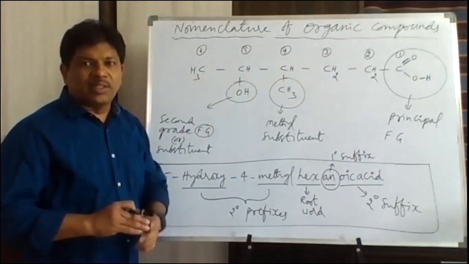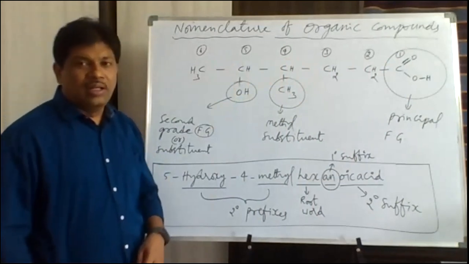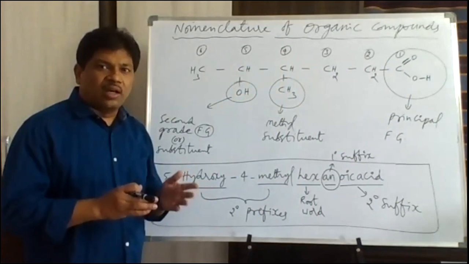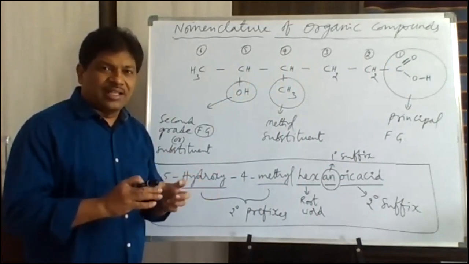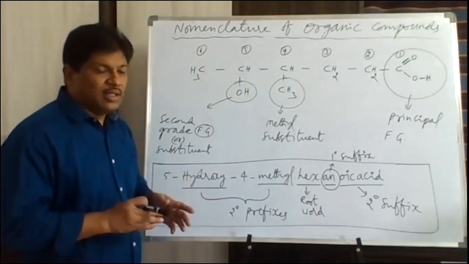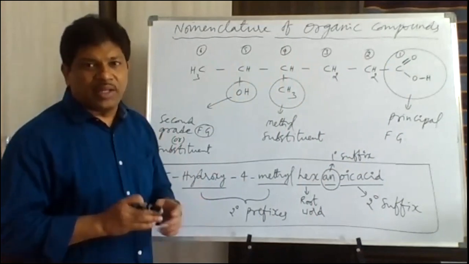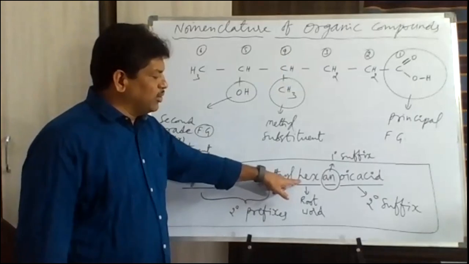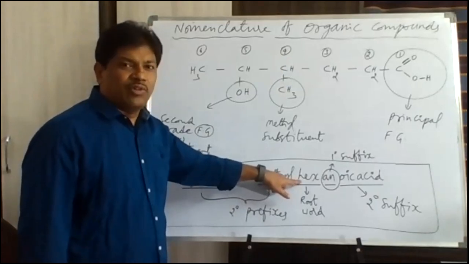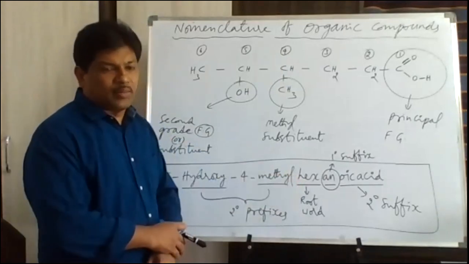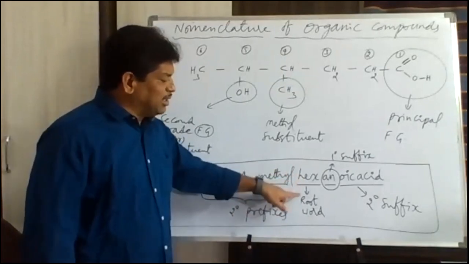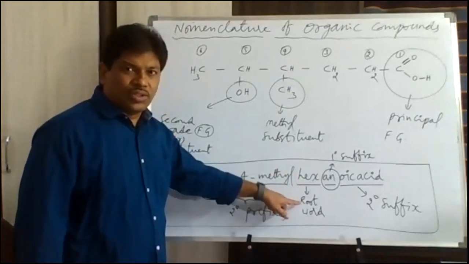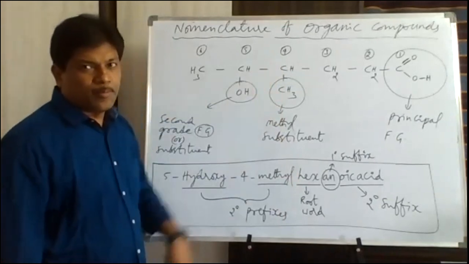Whenever 6 carbon atoms are present in the longest chain available, the parent carbon chain contains how many carbons now? 6 carbons. When there are 6 carbon atoms in the parent chain, the word root used is what? Hex. The hex word root indicates what? 6 carbon atoms. So hex is the word root of this given structure.